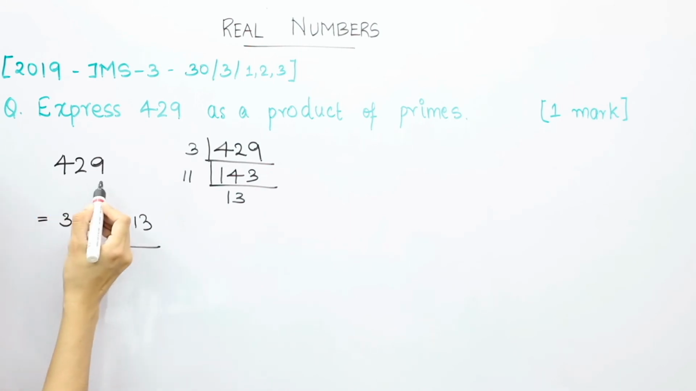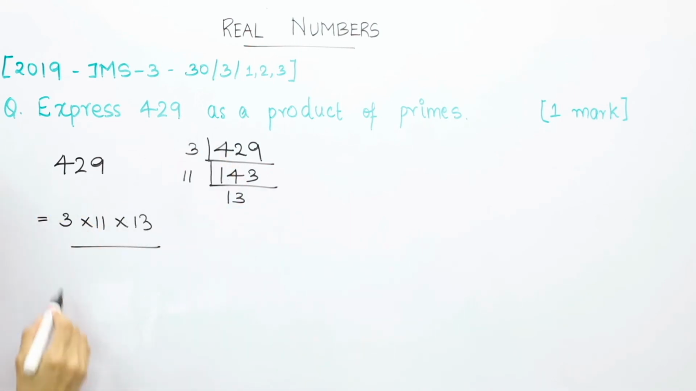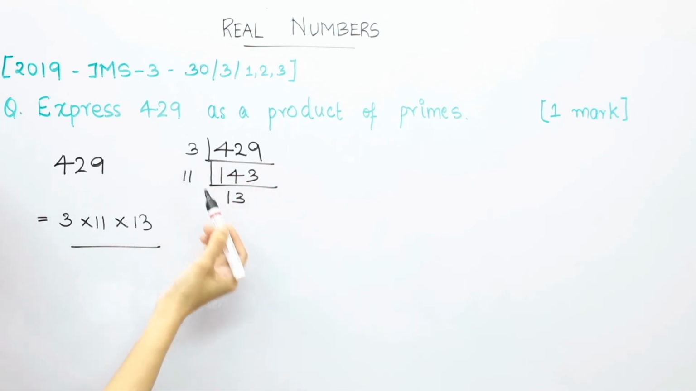So the method used to find the product of primes for a number is prime factorization. We find all the prime factors of the number.